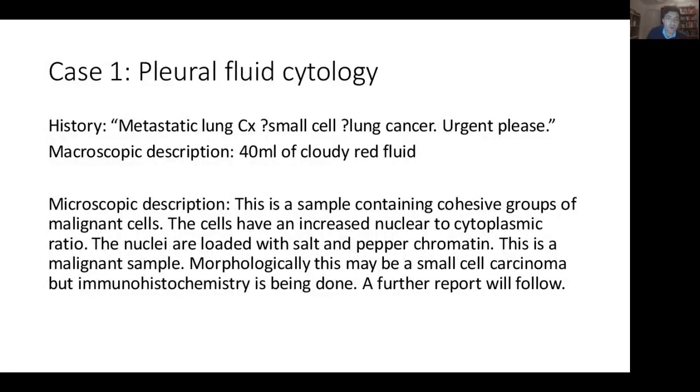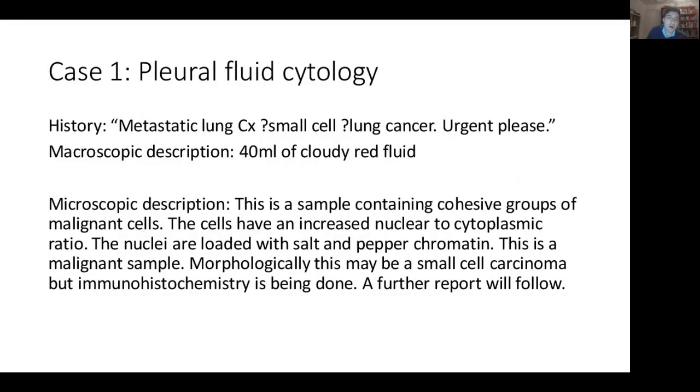Going back to our 74-year-old with breathlessness, weight loss, and a mass in the lung and in the liver, the pathologist is sent a sample described as this. So this is pleural fluid cytology from a pleural tap or a chest drain. The history given is a metastatic lung cancer, query small cell, query lung cancer, urgent please. The pathologist says, well, it's 40 millilitres of cloudy red fluid, and then goes on to say it's a sample containing cohesive groups of malignant cells. They have an increased nuclear to cytoplasmic ratio, moulded nuclei with salt and pepper chromatin, clearly a malignant sample.